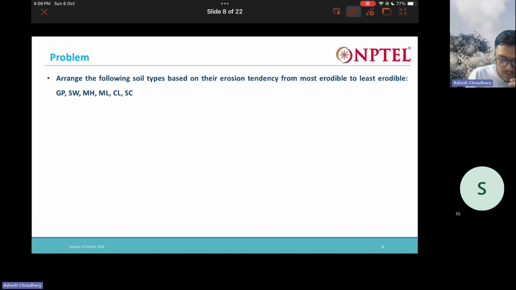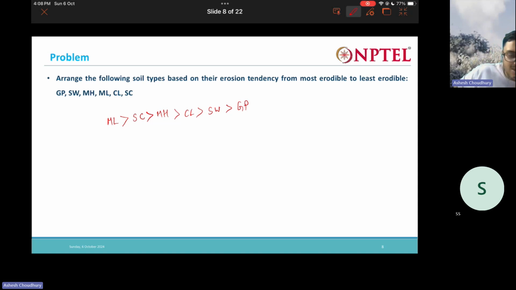So the most erodible is going to be our low plastic silt. Then we have this clay sand. Then we have MH. Then we have CL. Then we have SW. Then least erodible is gravel, obviously, because it's highly heavy, right?